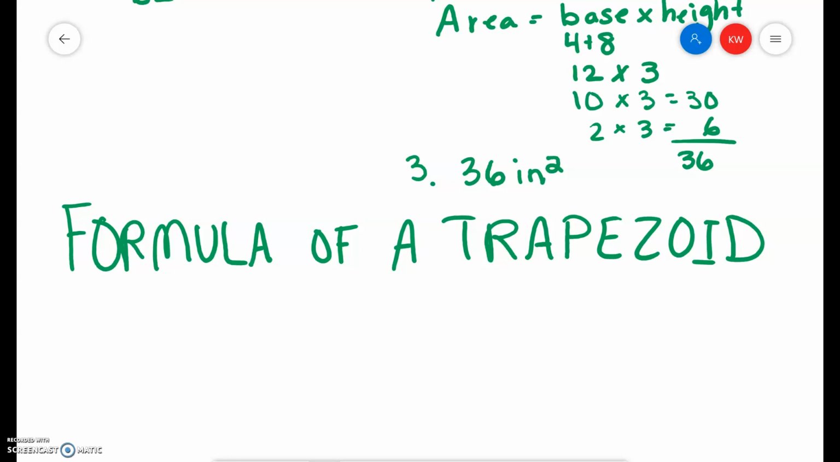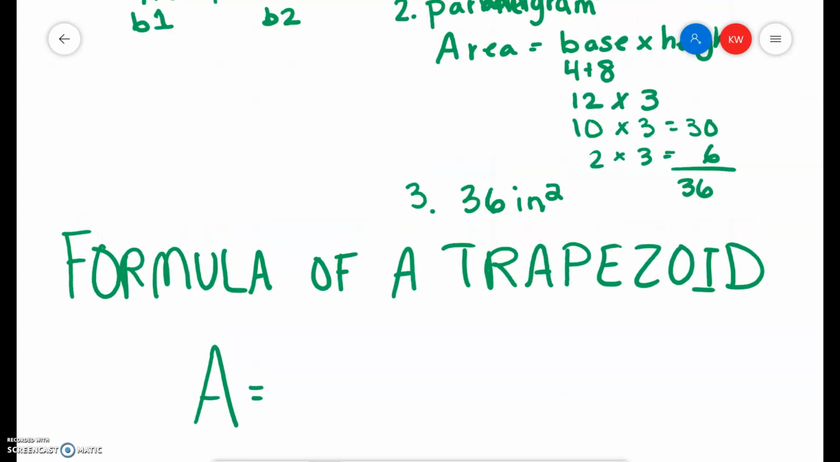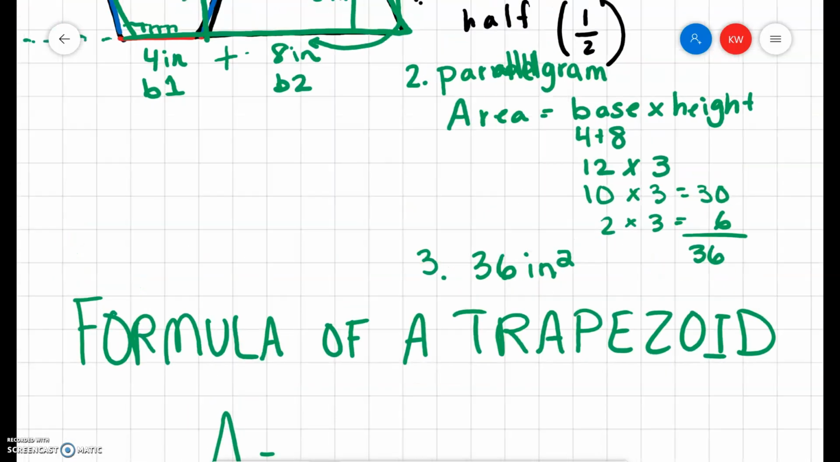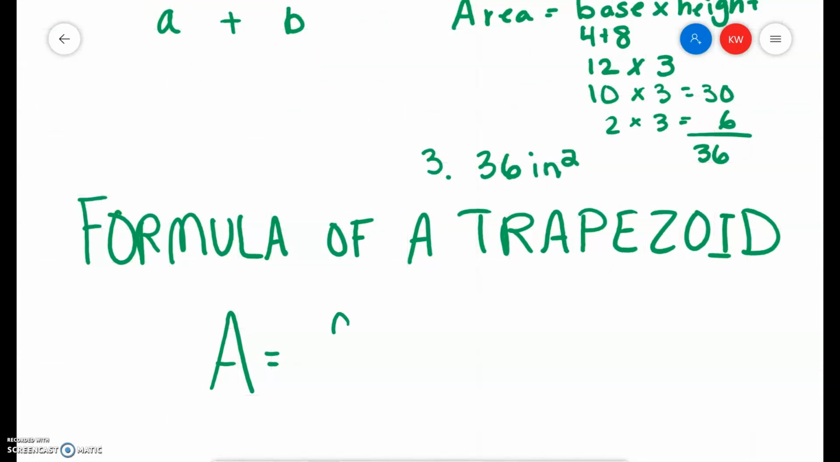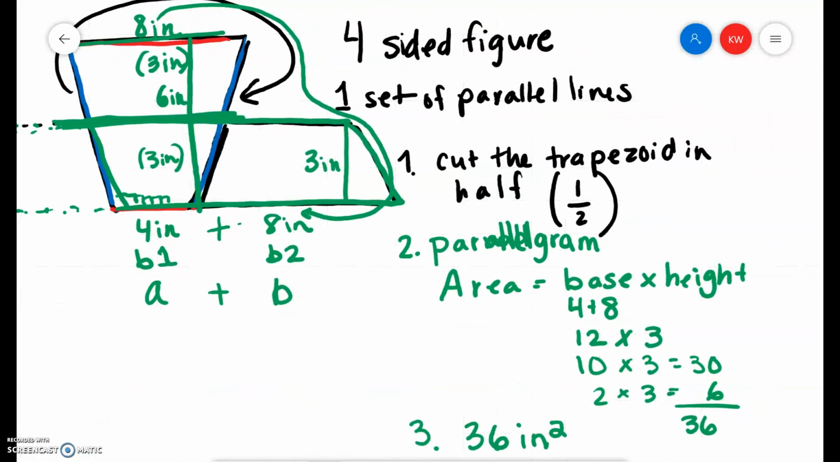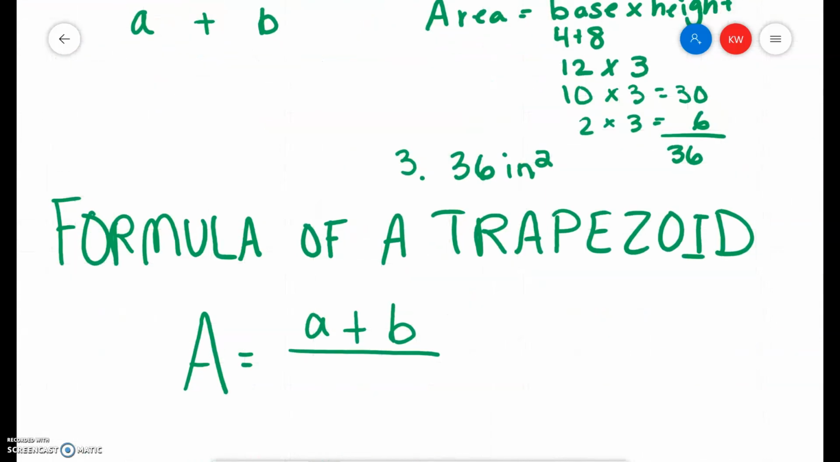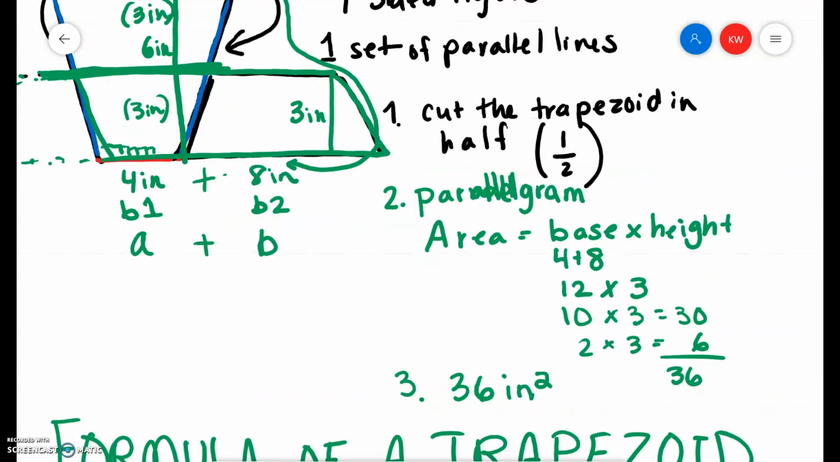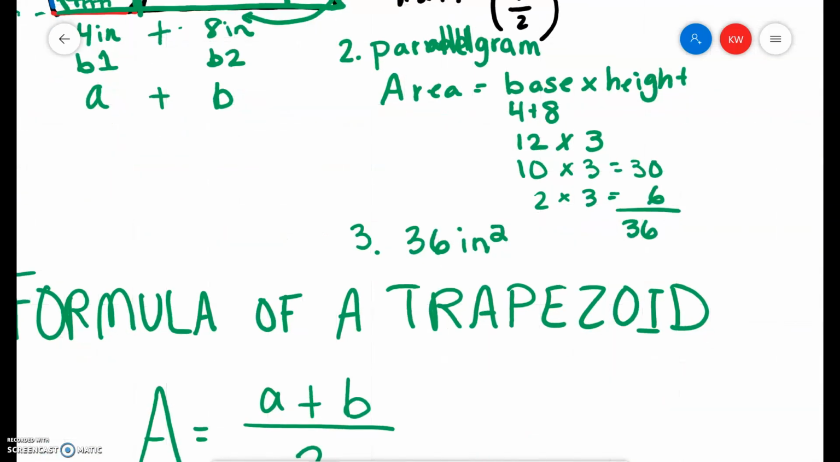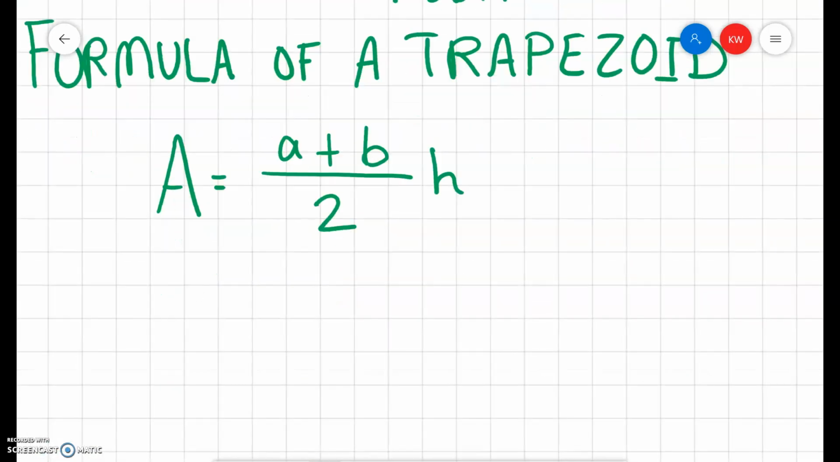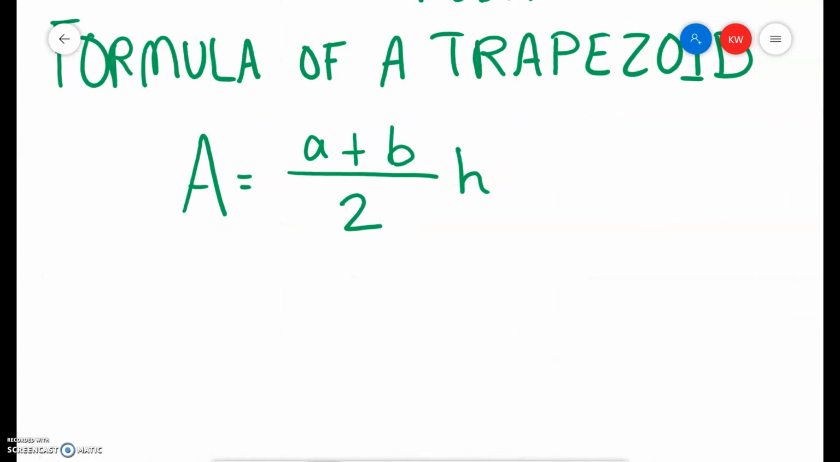So first, what did we do? We know that A stands for area, and we had base 1, which we're going to refer to as A, plus base 2, which we'll call B. So we're going to have A plus B. And then we also cut the entire height in half, so we divide that by 2, and then we multiply it by the height. In this case, the height of our trapezoid was 6. So let's plug those numbers into our formula to see if it works.